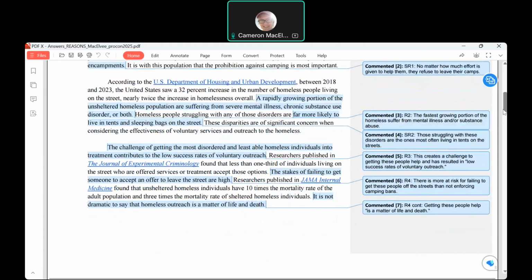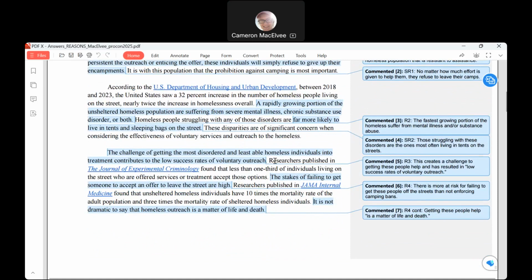Reason 3, right here, he says the bans are effective because this creates a challenge to getting the people help, and as a result, low success rates of voluntary outreach. In other words, what he's saying is the bans are effective because the voluntary outreach is not working well. Why? Because of the challenges of mental health and substance abuse.